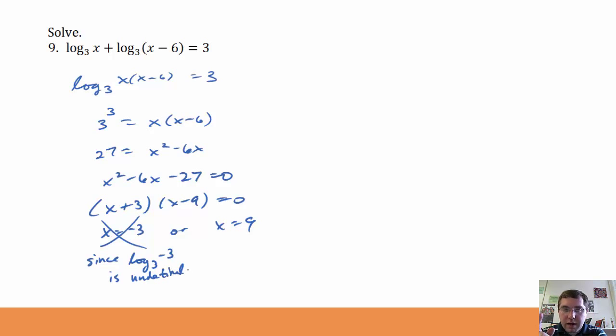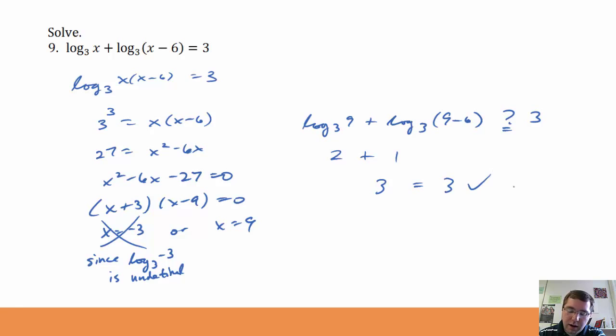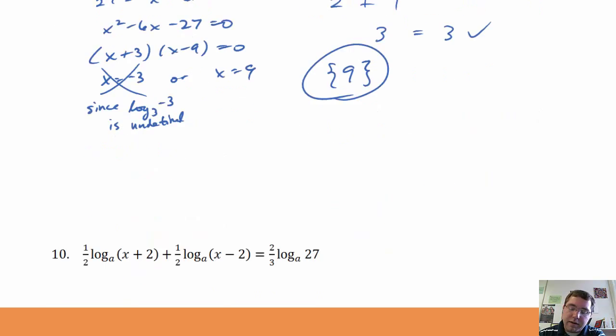So what about 9? Does 9 work? Let's check. Log base 3 of 9 plus the log base 3 of 9 minus 6. Does that equal 3? So log base 3 of 9 is 2. 9 minus 6 is 3, and the log base 3 of 3 is 1, and 2 plus 1 is 3. So 9 works. So my solution is 9. So always check your answers.